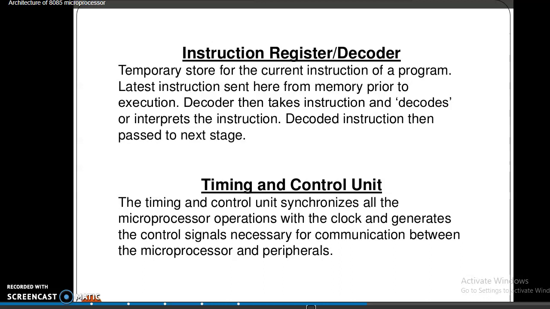And then timing and control unit. The timing and control unit synchronizes all the microprocessor operations with the clock and generates the control signals necessary for communication between the microprocessor and peripherals. Peripherals means the input-output devices.